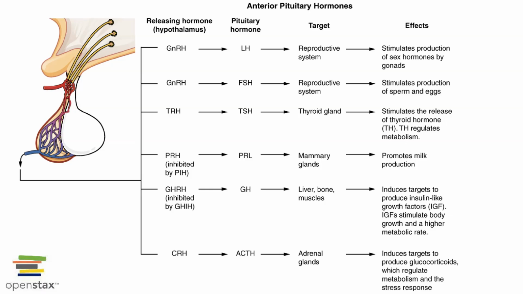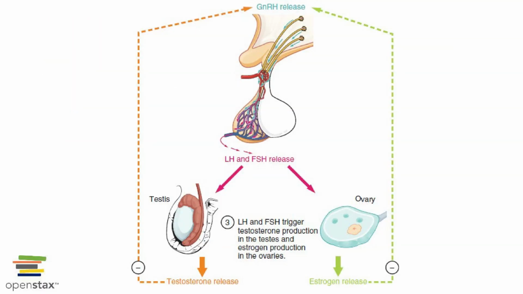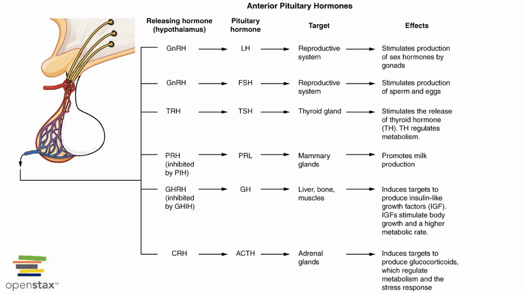The hypothalamus also releases gonadotropin-releasing hormone, or GnRH. GnRH stimulates the anterior pituitary to release luteinizing hormone and follicle-stimulating hormone. LH and FSH act on the gonads. They stimulate the production of sex hormones and also promote the production of the sperm and egg cells.